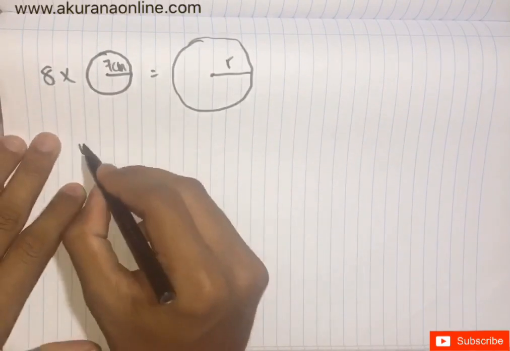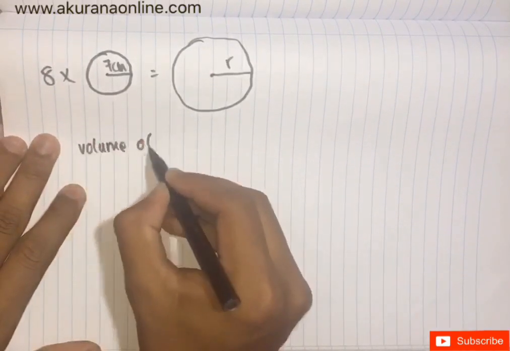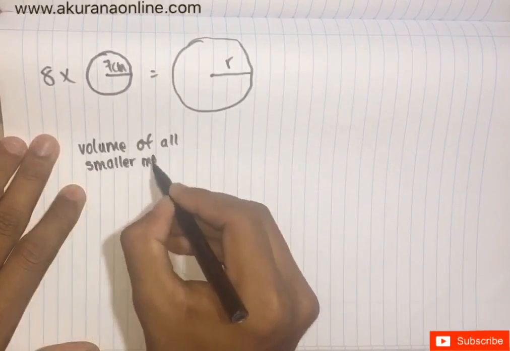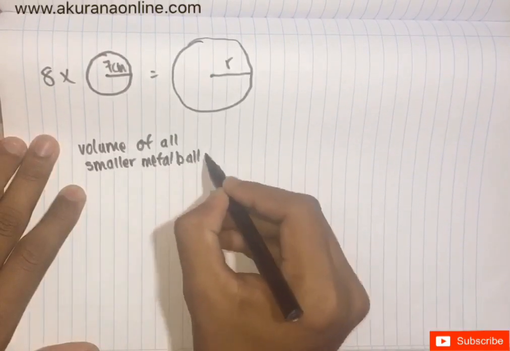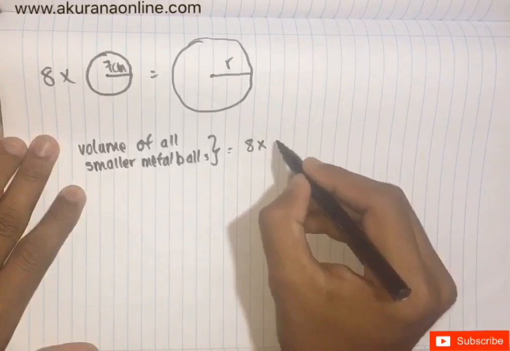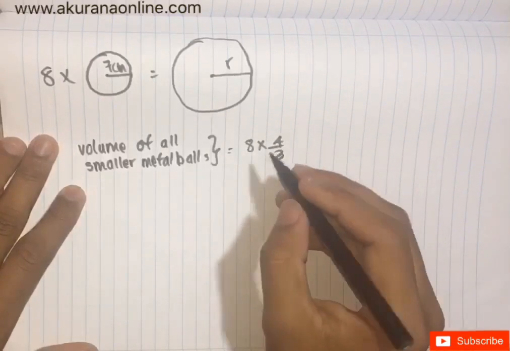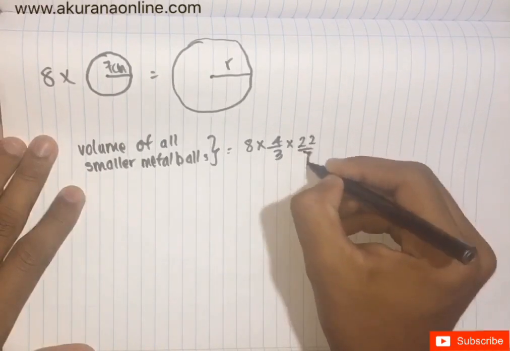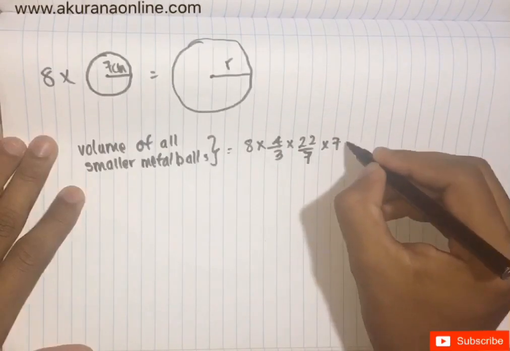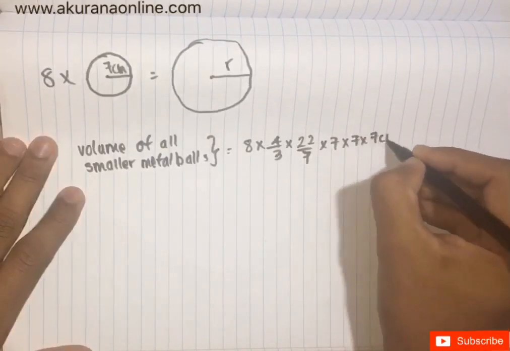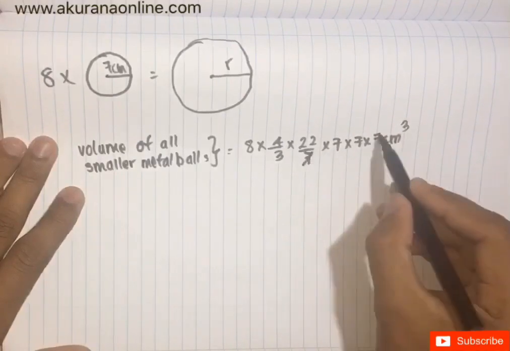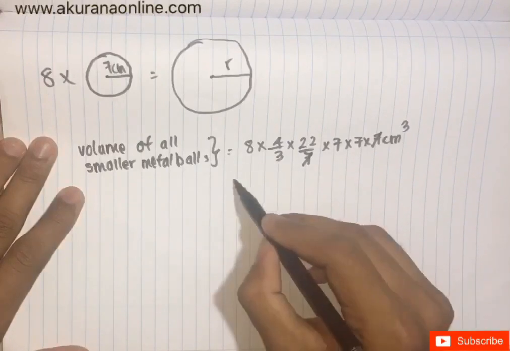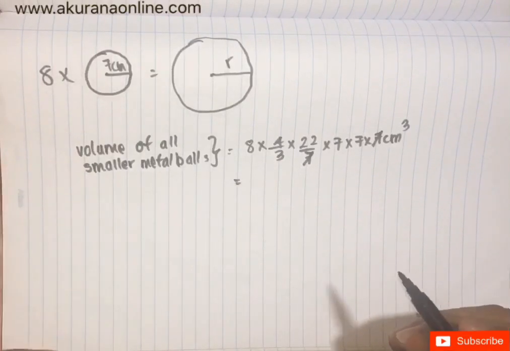Now in order to find the volume, use the equation. Volume of all smaller metal balls, that is 8 into 4 over 3 pi r cube. Okay, pi r cube is the equation. Pi is equal to 22 over 7. What is the radius? It's 7. Therefore 7 into 7 into 7. I'll write the units at last. Therefore you can solve. Cut this off. Here, what other things can you cancel? That's all.